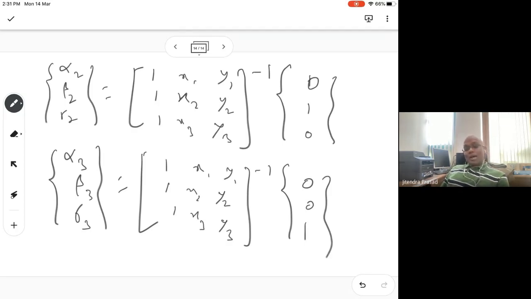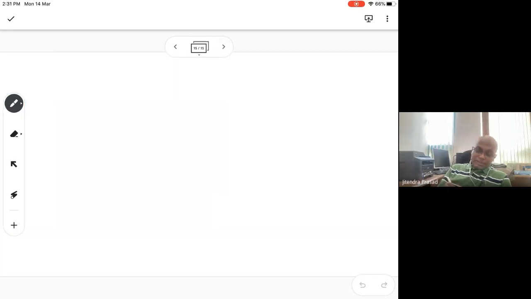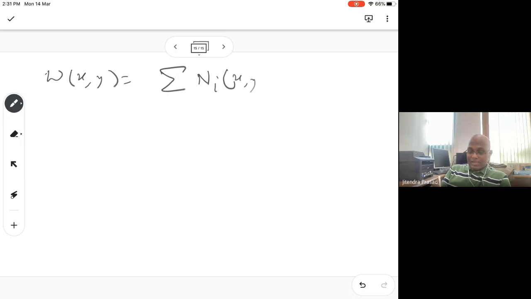Yeah, so you can do that, but this takes a lot of time. Luckily we have a better way of doing it. Let us say you put it like that, and after that what happens? We put it into the original equation. W, the way you have T(x,y), is also formulated the same way. You say this is the sum of Ni(x,y) times Wi, where i equals 1 to 3 in this case.